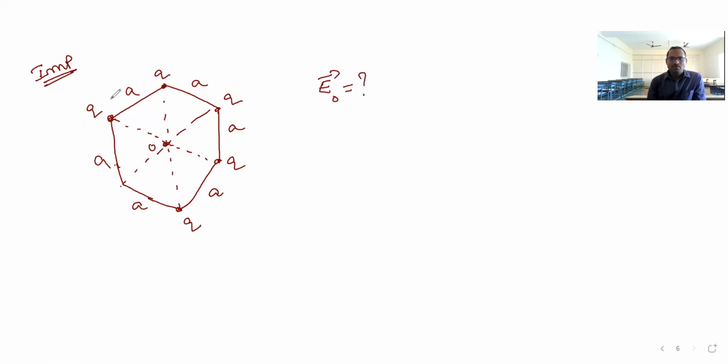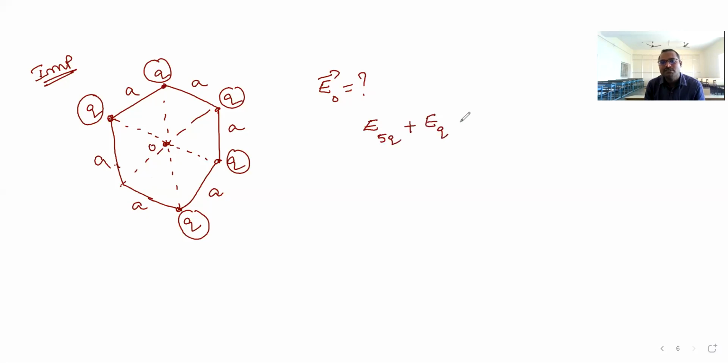Can you find? Only 5 charges are there. 1, 2, 3, 4, 5 charges are there. Sixth charge is not there. If sixth charge is there, according to symmetry, net electric field will be 0. Because sixth charge is not there, electric field cannot be 0 now. That means if sixth charge is there, let us suppose, then electric field due to all 5 charges and electric field due to that sixth charge should be equal to 0.